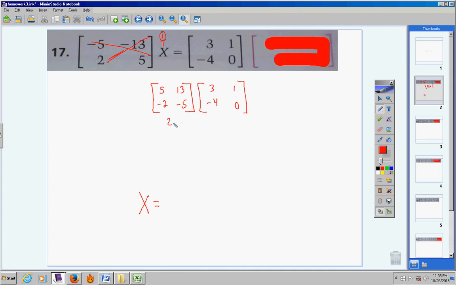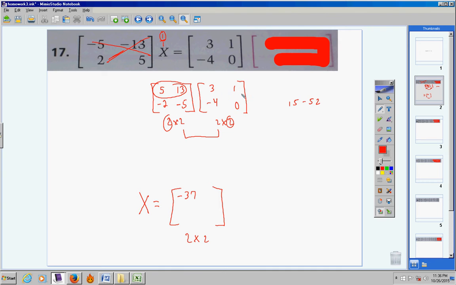So we have a 2 by 2 times a 2 by 2. Run your test. Inside numbers match. Your outside numbers are 2 and 2. So the answer you're going to have is a 2 by 2. So we take this row times this column. First times first, 15. Next times next, negative 52. Combine, and you'll get negative 37.